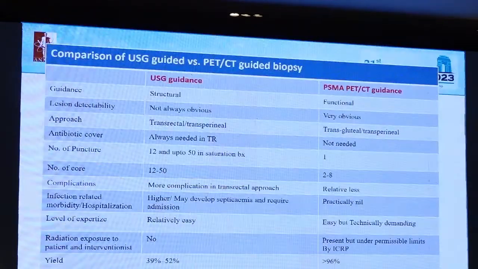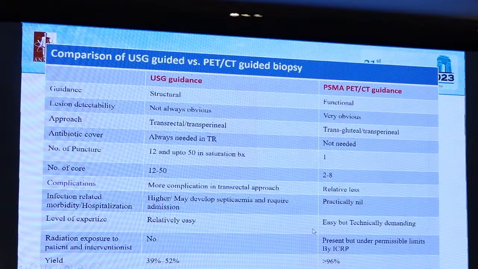And now coming to the last slide, a comparison of US guidance and PSMA guidance. The lesion is always obvious on PSMA PET-CT guidance, and the lesion is never obvious on US guidance. There is more chance of complication in the US guidance approach as compared to the PSMA PET guidance approach. The yield is around 50% in ultrasound guidance, as compared to 96% in the PSMA PET guidance approach.